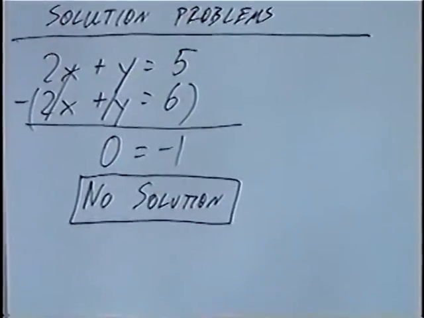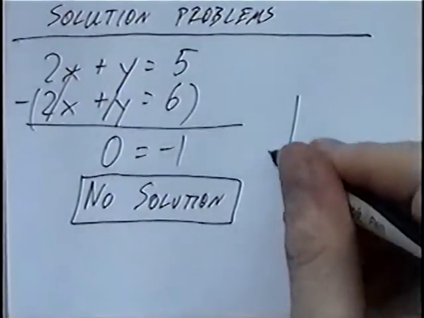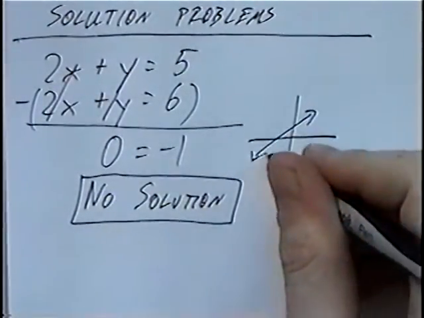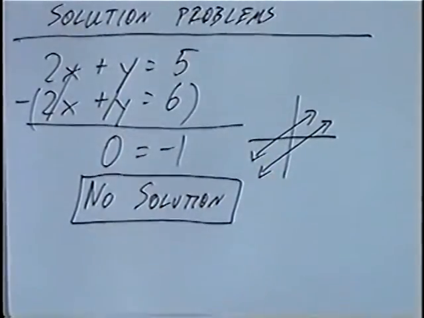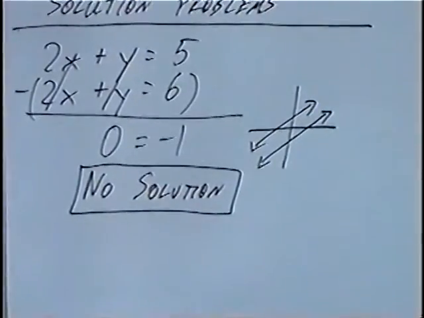The reason these equations have no solution is that if you did graph these, there would be parallel lines that do not cross. If they do not cross, we cannot get a solution using elimination or substitution.